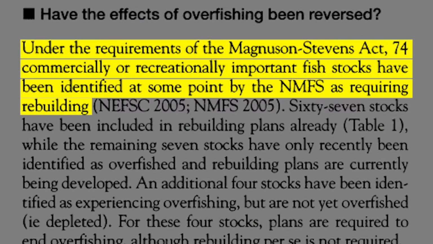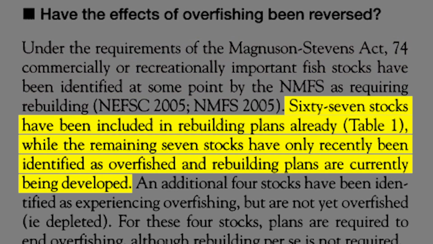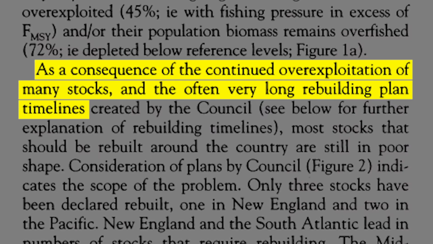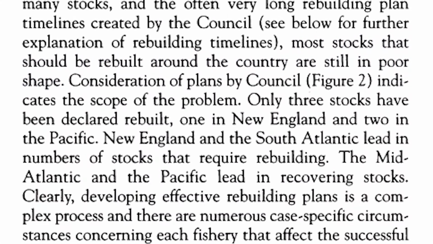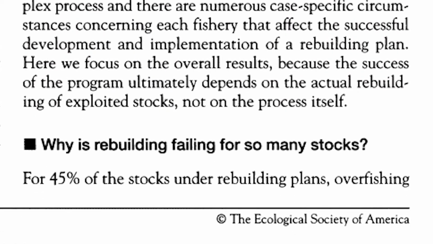Under the requirements of the Magnuson-Stevens Act, 74 commercially or recreationally important fish stocks have been identified at some point as requiring rebuilding. 67 of these have been included in plans already, and the remaining 7 were recently identified and had plans currently being developed at the time of this paper. As a consequence of continued overexploitation of many stocks and the often very long rebuilding plan timelines, most stocks that should be rebuilt around the country are still in poor shape. So let's talk about why rebuilding is failing for so many fish stocks.